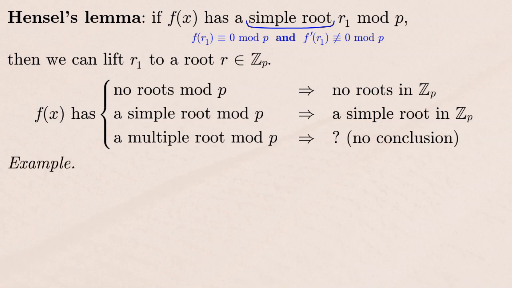Here's an example of how to put this into practice. I'm going to show that Z5 contains an i, that is, a square root of -1, but also that Z3 doesn't.